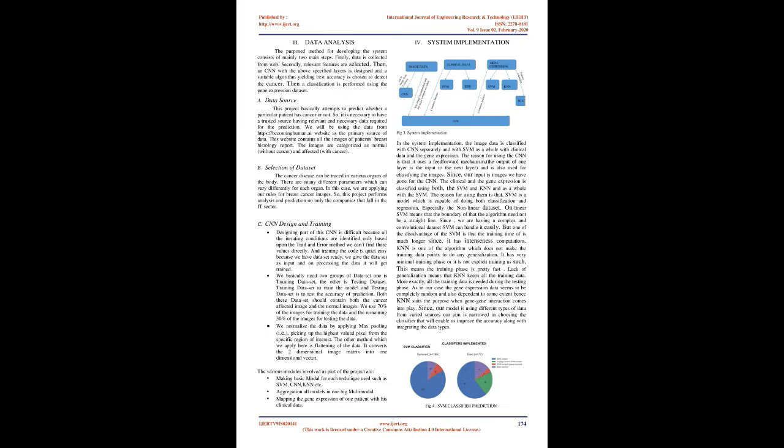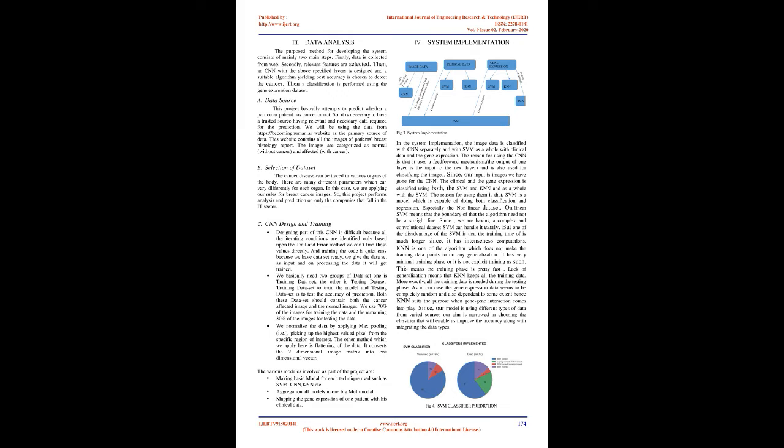3. Data analysis. 4. System implementation. The proposed method for developing the system consists of mainly two steps. Firstly, data is collected from the web. Secondly, relevant features are selected. Then, a CNN with the above specified layers is designed and a suitable algorithm yielding the best accuracy is chosen to detect the cancer. Then a classification is performed using the gene expression dataset.